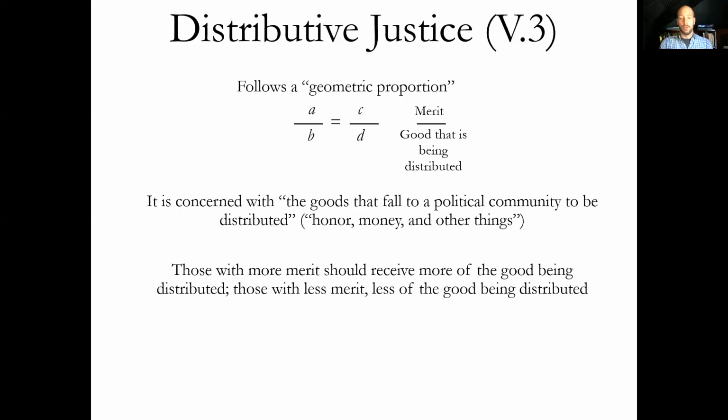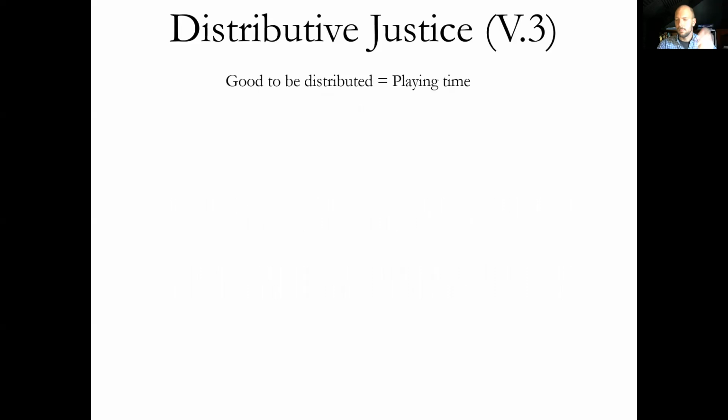And there are going to be goods that fall to that community to be distributed. It's not going to be honor and money and whatever. It's not going to be the things that fall to a political community to distribute. It's going to be other things. And what I want to focus on is playing time. One of the goods that falls to the basketball team to distribute is playing time. There's only so much of it. People can only have so much playing time, and you need to distribute it in some way among the members of the team. And what we're going to be focusing on is, well, how do we do that fairly or justly? What would Aristotle say?